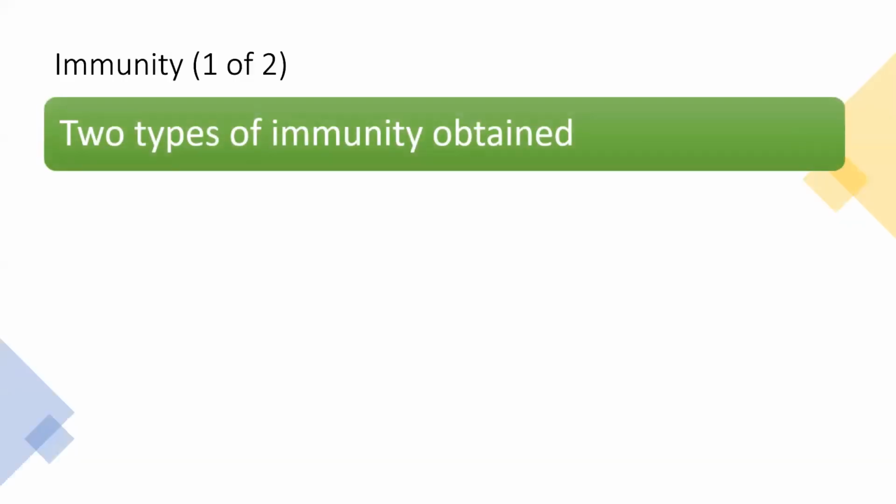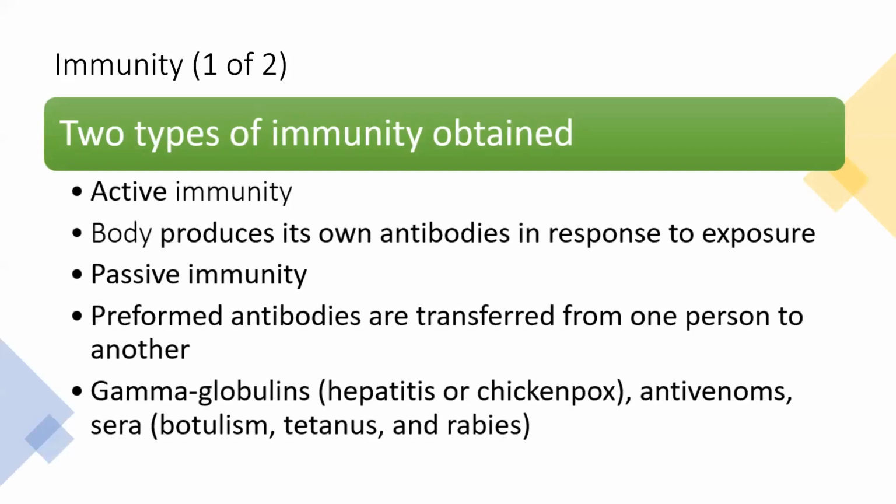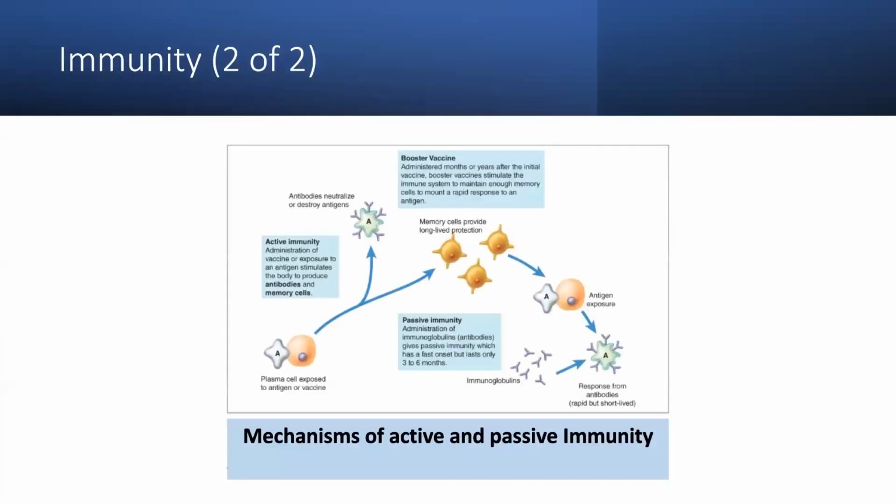Then there are two types of immunities obtained. One is active immunity and the other is passive. In active immunity, the body produces its own antibodies in response to the exposure. In passive immunity, preformed antibodies are transferred from one person to another, such as gamma globulins for hepatitis or chickenpox, and antivenom sera for botulism, tetanus, and rabies. So this is the mechanism of active and passive immunity.